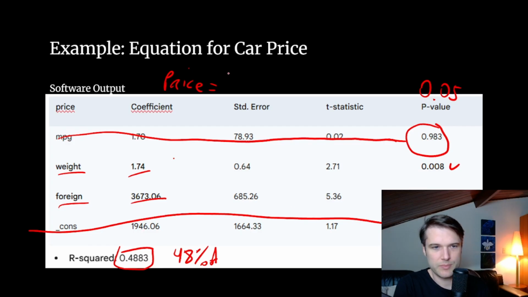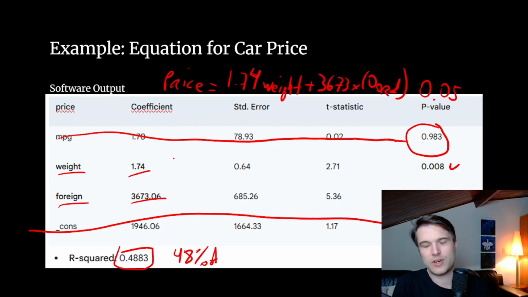And then we have this beta 1.74 for the weight of the car plus 3,673 times this variable, which can be 0 or 1. And then you have to define in the model if 1 is domestic or 1 is imported.